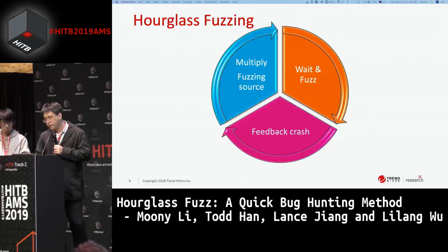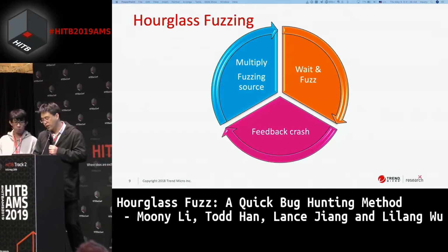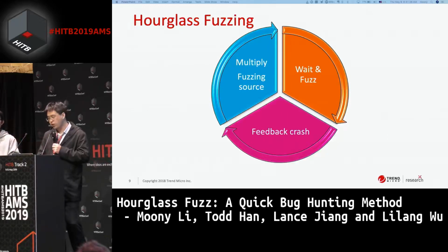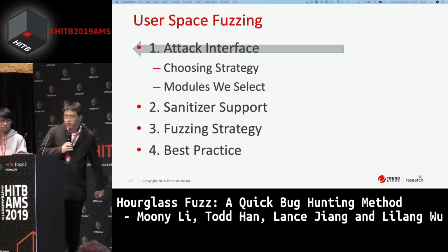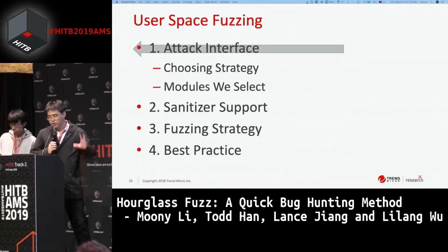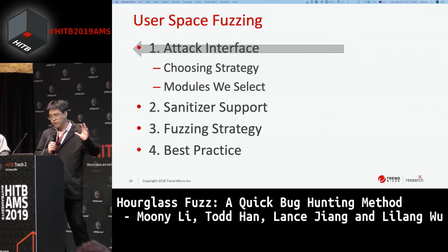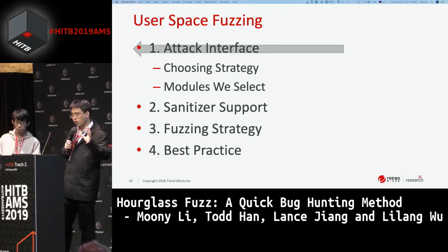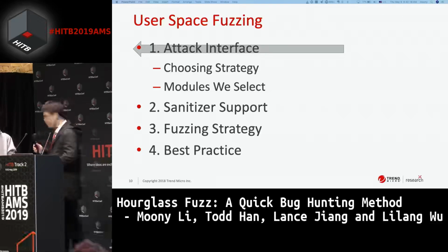So you could feed the crash info and code coverage information back to the fuzzing source agent, so that more new fuzzing sources could be multiplied. This is our philosophy of Hourglass fuzzing. Now we will introduce our practice in both user mode fuzzing and kernel mode fuzzing. First, we will introduce our user space fuzzing by Todd.